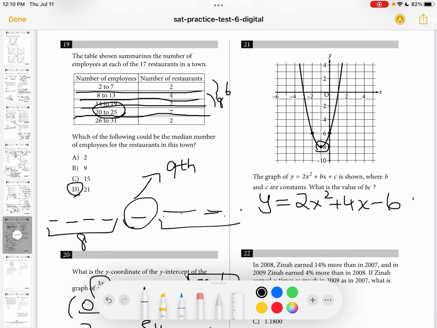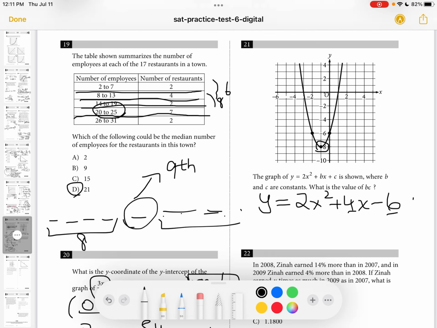When we plug in negative 1, we get 2 minus 4 minus 6, negative 8. Let me plug in negative 2. 2 times negative 2 squared is 8. 4 times negative 2 is negative 8. 8 plus negative 8 is 0, and then we have a negative 6 left over. So that should work.